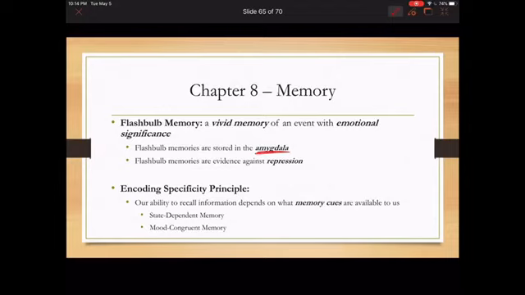The encoding specificity principle says our encoding is specific to the environment that we learn stuff in. So our ability to recall information depends on the memory cues that are available to us. State-dependent memory says you remember things best in the same state you experience them in. So if you were drunk or high versus sober, you're more likely to remember stuff that happened in that state when you are in that state again. It's a memory cue. And the mood congruent memory, when you're in a happy mood, you can more easily recall happy memories. When you're in a sad mood, you more easily recall sad memories, stuff like that.